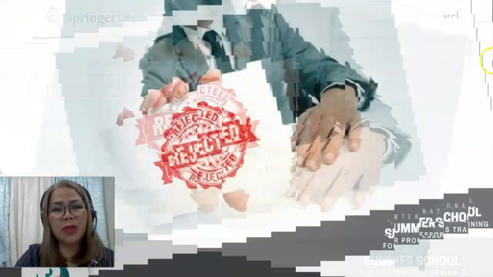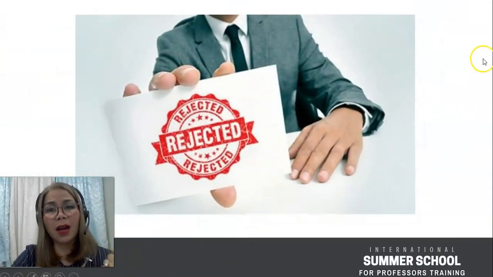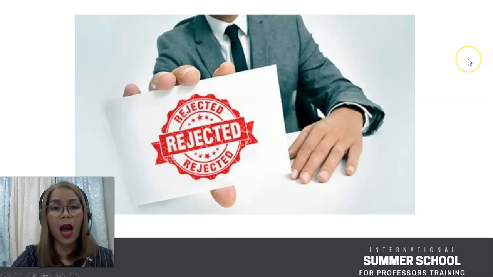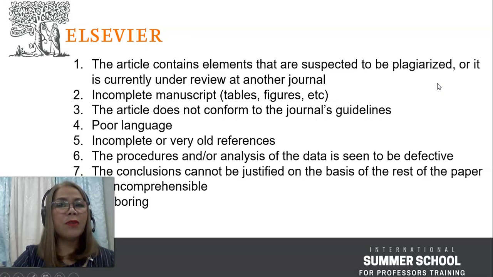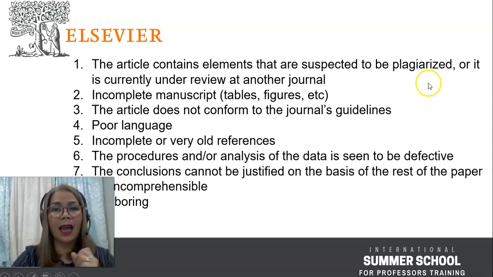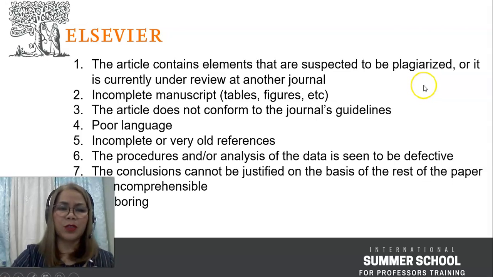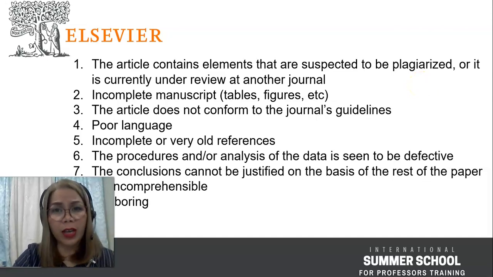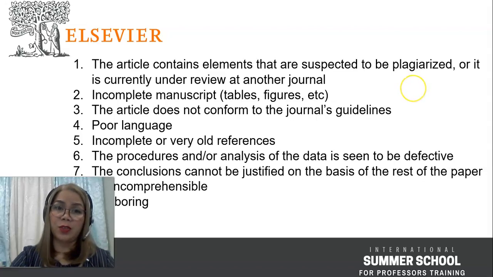What are the common reasons why our articles are rejected upfront by the editors? We will visit Elsevier, Taylor and Francis, and Sage Publications. What are their thoughts about rejecting articles, and why? What do the editors say about why they reject articles for publication?